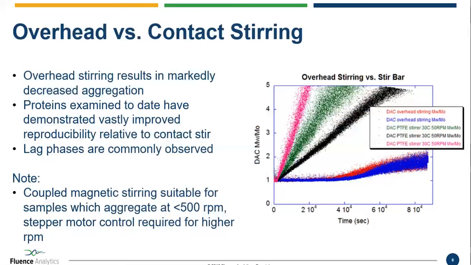So if we look on the plot at the right, you can see in pink, green, and black is a typical contact stirring, and these are all run at the same rate. So I'll run at 50 RPM. And then in the red and blue at the bottom, that's our non-contact overhead stirring using a coupled magnetic stir bar.